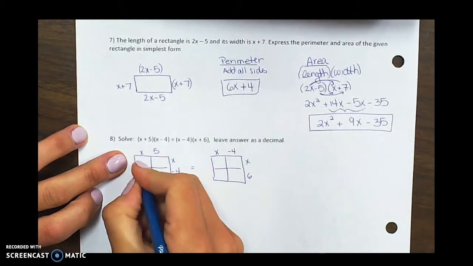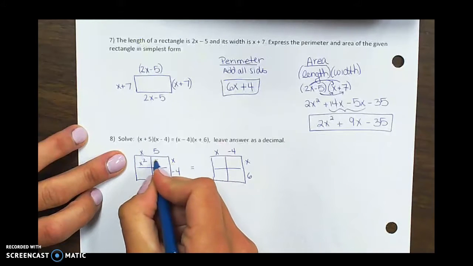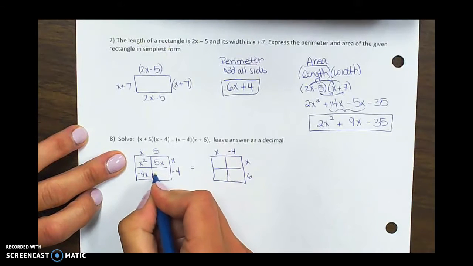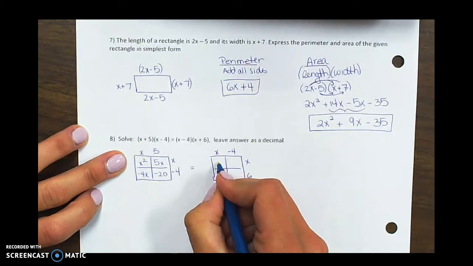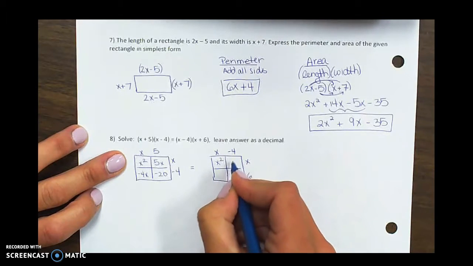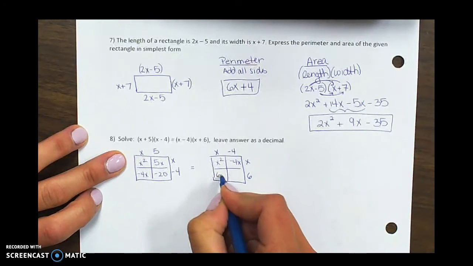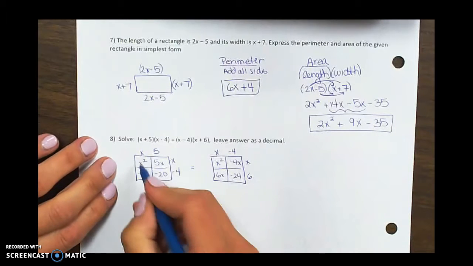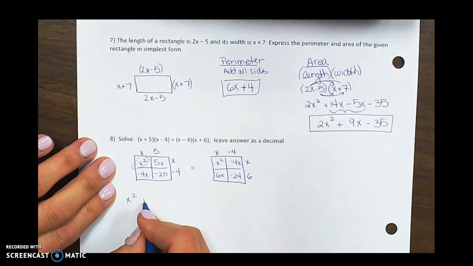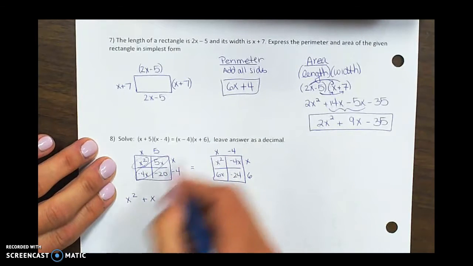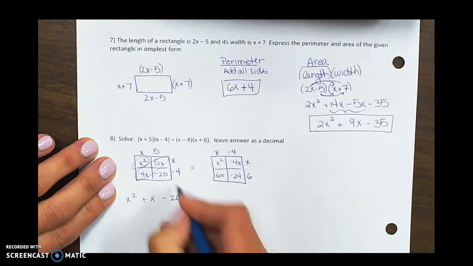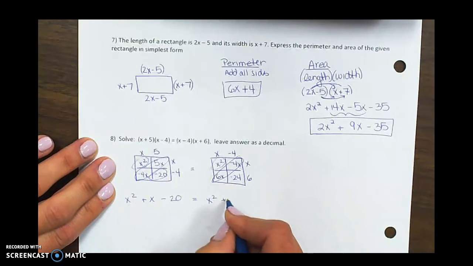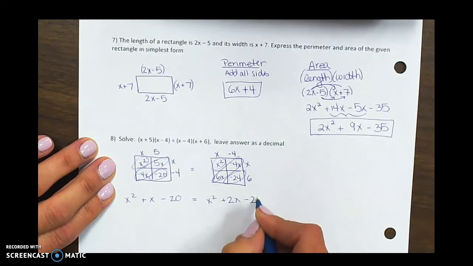So let's take a look. X times x is x squared. X times 5 is 5x. X times negative 4, negative 4x. 5 and negative 4 gives me negative 20. And then over on this side, x times x is x squared, negative 4x, 6x, and negative 24. Now we have to go ahead and let's simplify. So here we have x squared plus, we're going to add those. We get x, minus 20 is our constant, equals x squared plus 2x minus 24.